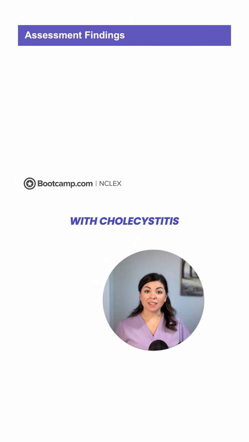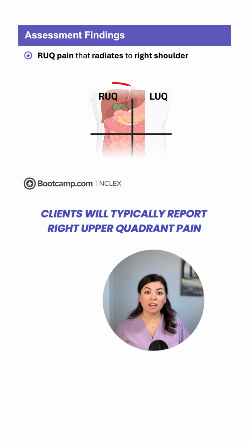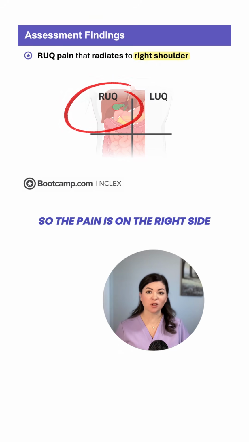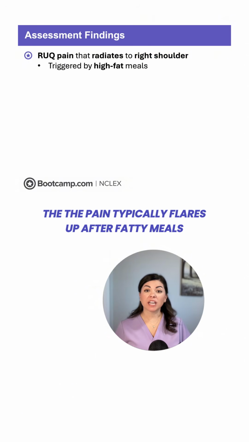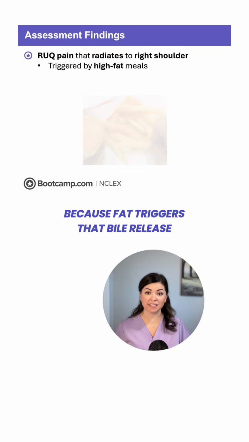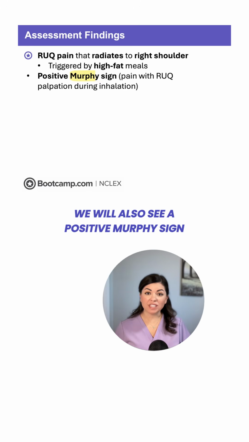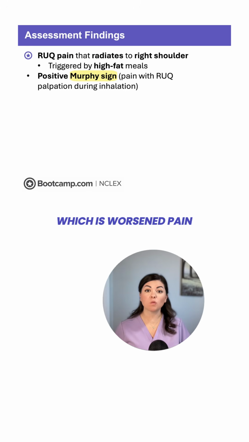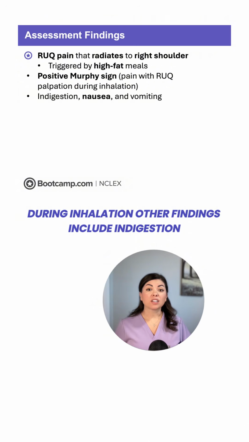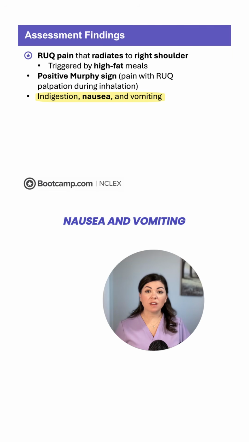With cholecystitis, clients will typically report right upper quadrant pain that radiates to the right shoulder. Remember, the gallbladder is on the right side, so the pain is on the right side. The pain typically flares up after fatty meals because fat triggers that bile release. We will also see a positive Murphy sign, which is worsened pain when the right upper quadrant is palpated during inhalation. Other findings include indigestion, nausea, and vomiting.